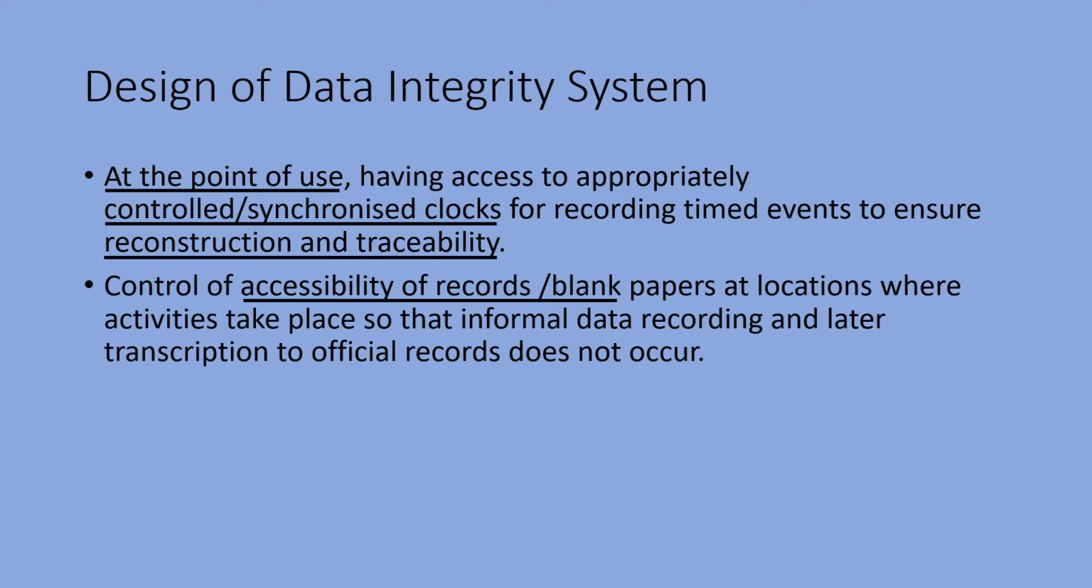Control of accessibility of records, blank papers at locations where activities take place so that informal data recording and later transcription to official records does not occur. Control of blank papers should be through a detailed document control system. The procedure should describe how the blank records are issued, reconciled after use. To the extent possible, avoid using blank white papers. These white papers or even uncontrolled books are a source of original data that will be transcribed into the original record later.